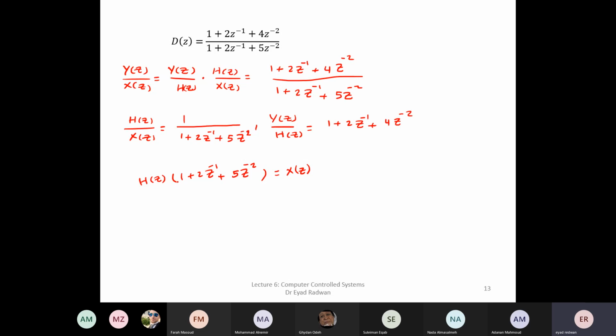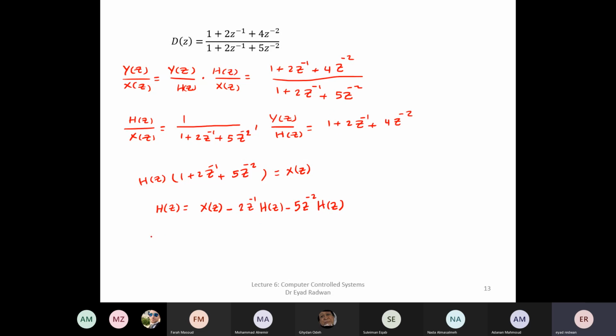If you multiply h of z by this term, then you will get h of z equals x of z minus 2z inverse, or z to power minus 1, h of z, minus 5z to power minus 2 h of z. Correct? Now with this, I am writing an intermediate function h of z equal to x of z minus 2z inverse h of z minus 5z to power minus 2 h of z.